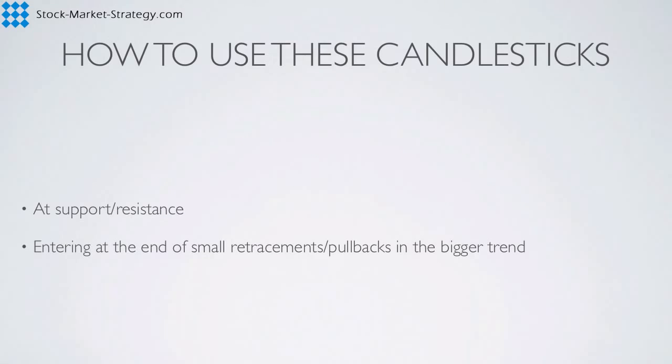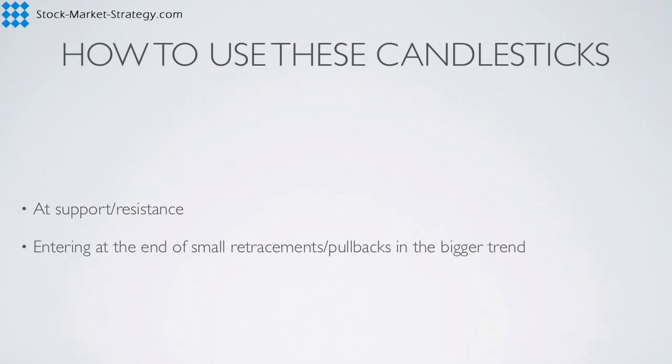So how do you use these candlesticks? Well, we use them at support and resistance, and we also use them when entering a small retracement or pullback in a bigger trend. So for example, we have a big downtrend and we then rally a little bit, and then we see this candlestick pattern. That could be our signal.